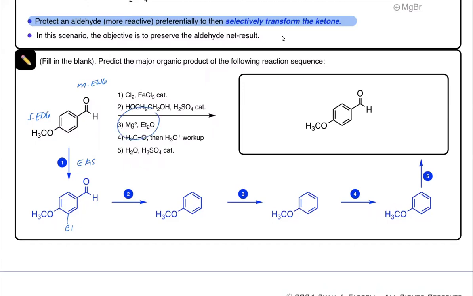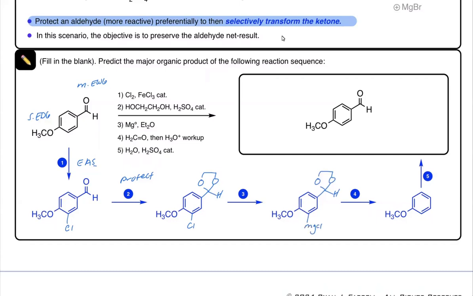It looks like ultimately we're going to be preparing a Grignard reagent, but because we have that carbonyl present, before I prepare my Grignard, I need to protect the aldehyde. That's what's happening in step 2. We're reacting with our 1,2-diol and catalytic acid. That's going to generate our cyclic acetal protecting group. Once we have protected the aldehyde, we could then react with magnesium and diethyl ether, and that would then prepare our Grignard reagent. So step 3 is Grignard preparation.